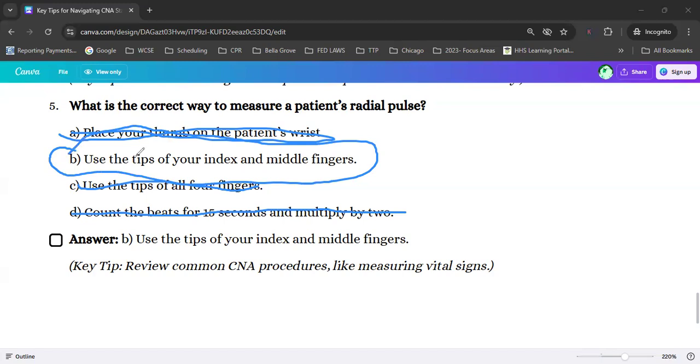We're going to use the tip of our index and middle finger. If you didn't know what your index finger is, it's the one that points. All right. And then your middle finger. Everybody should know that one.